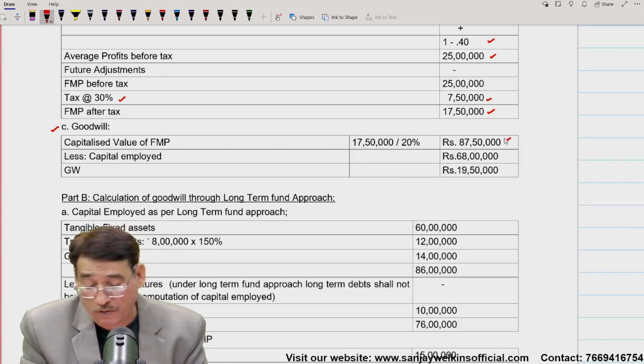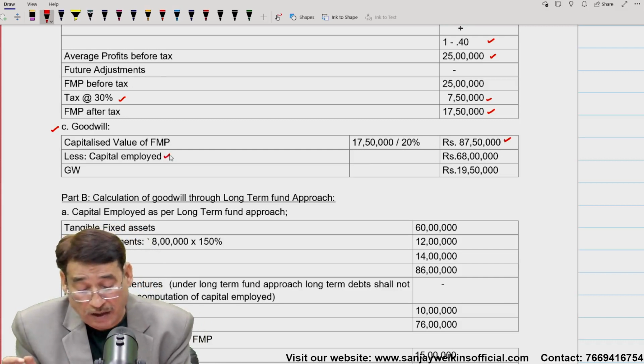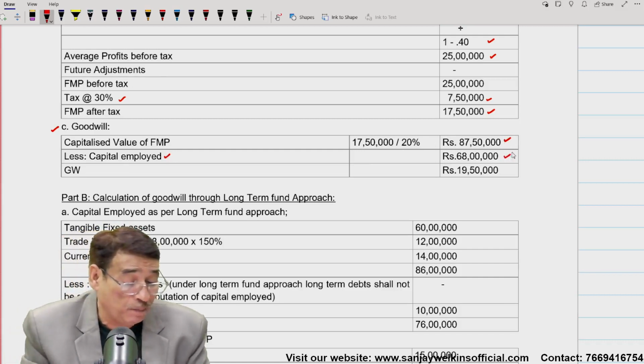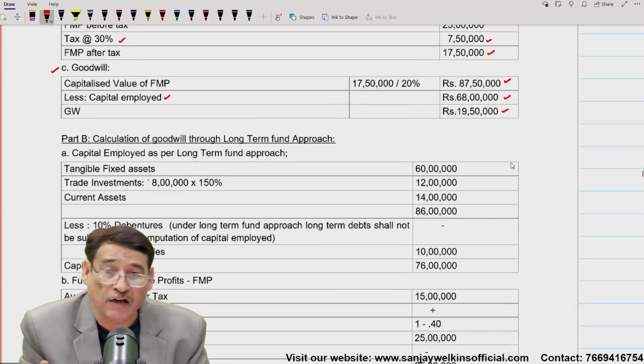87 lakh 50,000. Then you are given capital employed. Capital employed, we computed 68 lakhs. In this case, our goodwill will be equal to 19 lakh 50,000.